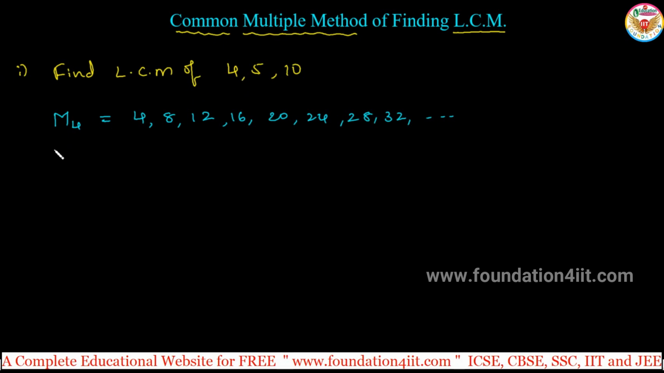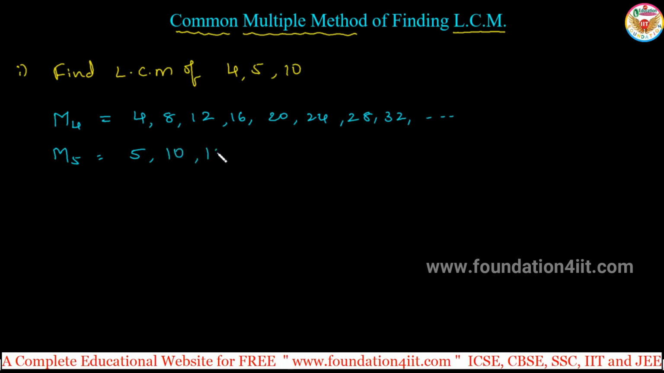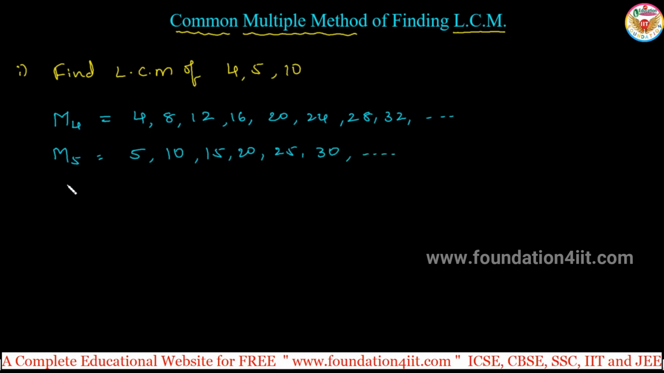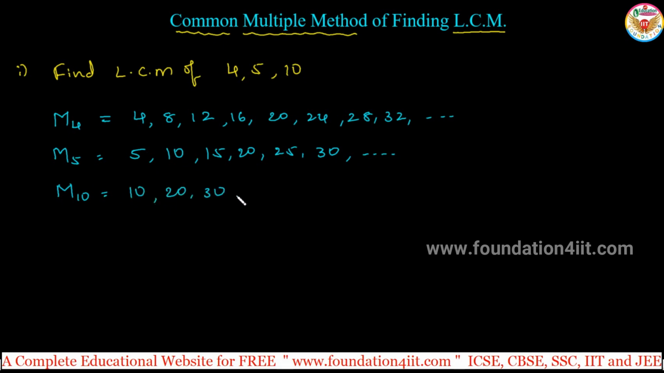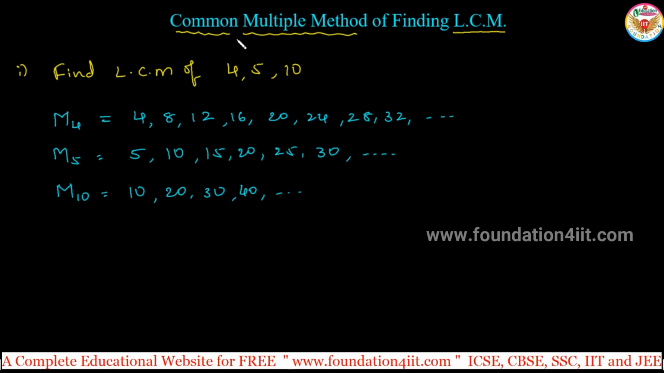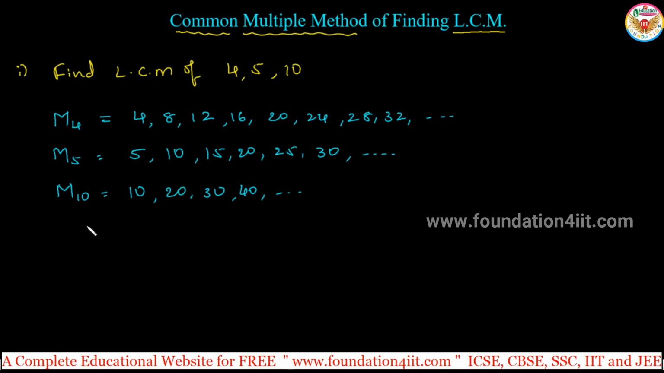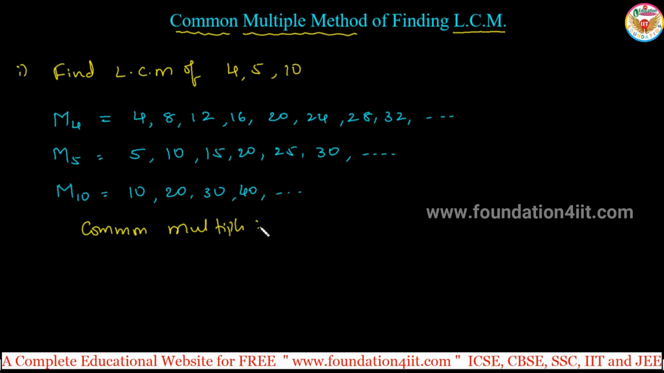The next number is 5. So multiples of 5, that is the 5 table, right? Means 5, 10, 15, 20, 25, 30 and so on. Next, the multiples of 10. That is 10, 20, 30, 40 and so on. Now from this we have to take the common multiples. Multiples we did. Now the common multiples of all 3 together.